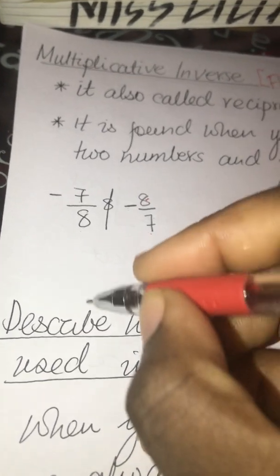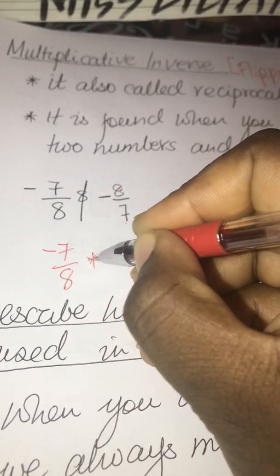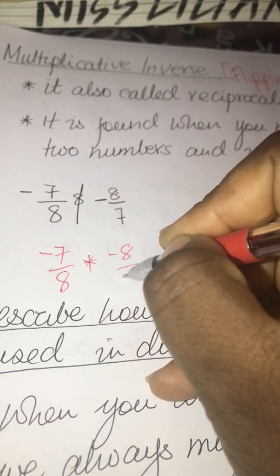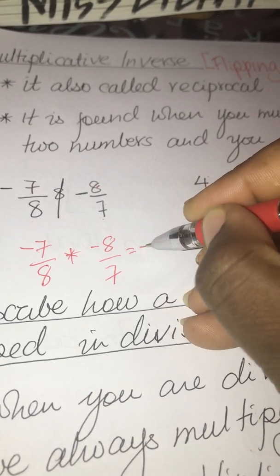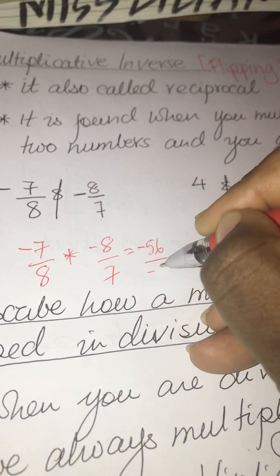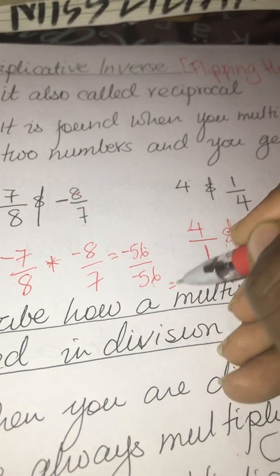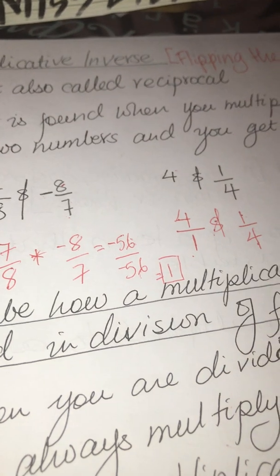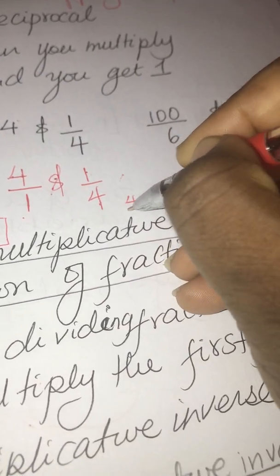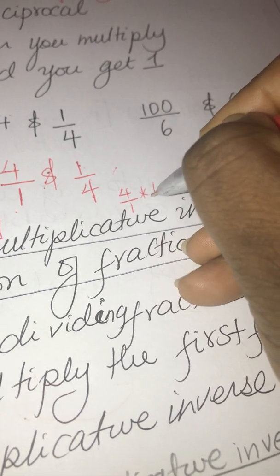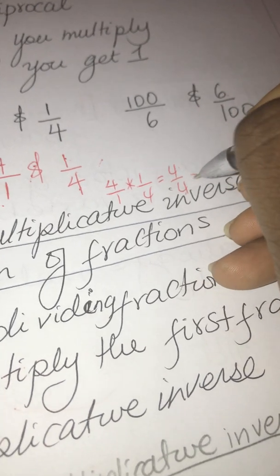How do I know? So, negative 7 out of 8. If I multiply with negative 8 out of 7, this becomes what? Negative 56 out of negative 56. I'm dividing the same number. My answer is 1. The same thing here. If I do 4 over 1 multiplied by 1 over 4, I get 4 over 4. 4 divided by 4 is 1.